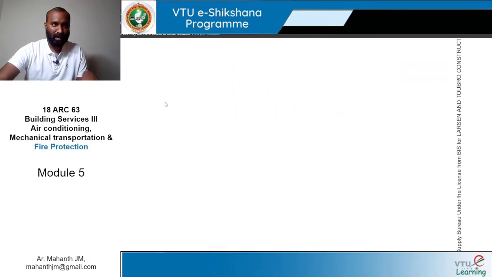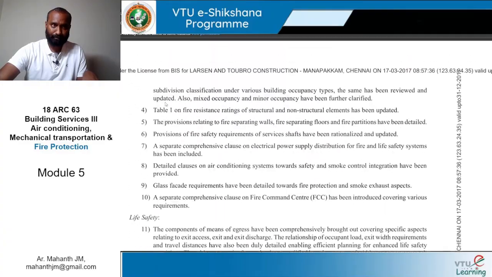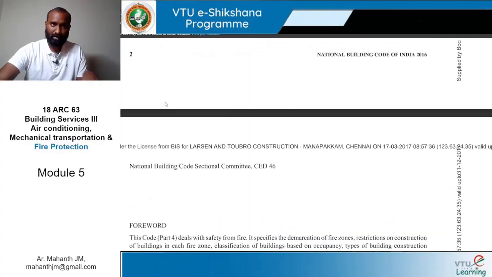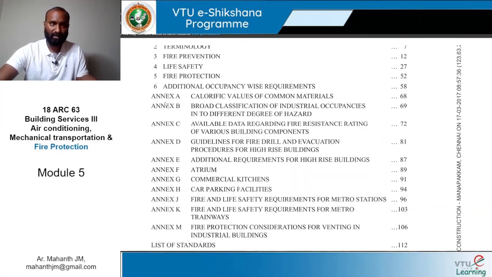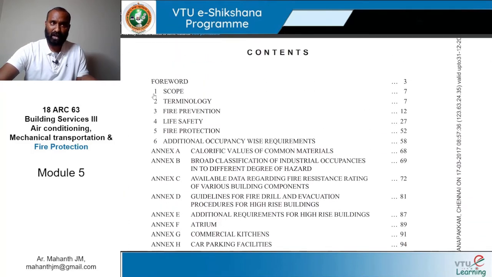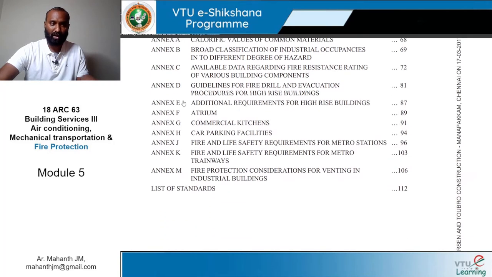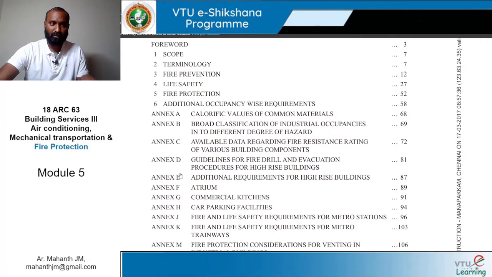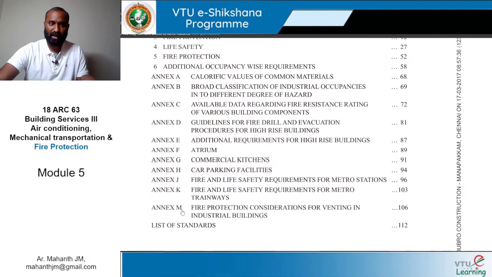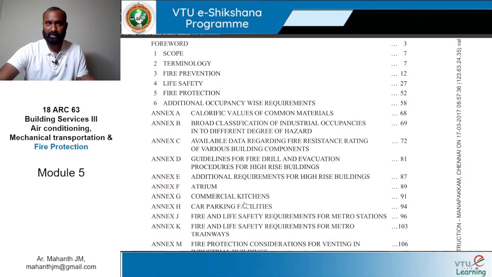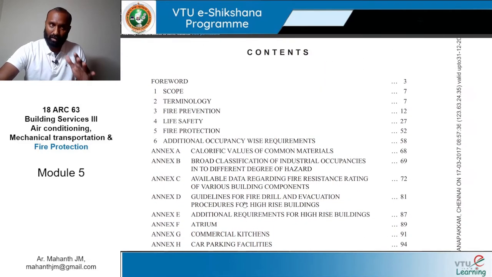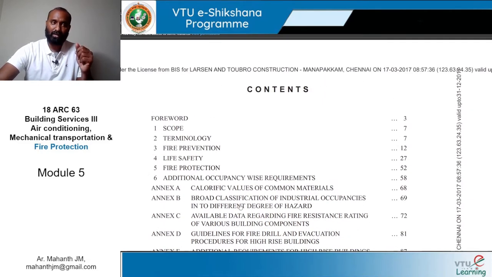So I will again go back to the contents of fire. Right, so it starts with scope, terminology, fire prevention, safety, life safety, fire protection, and additional occupancy wise requirements. And it has got some 1, 2, 3, 4, 5, 6, 7, 8, 9, 10, 11 annexes and list of standards. Right, this is all part 4 in NBC about fire and life safety is talking about.